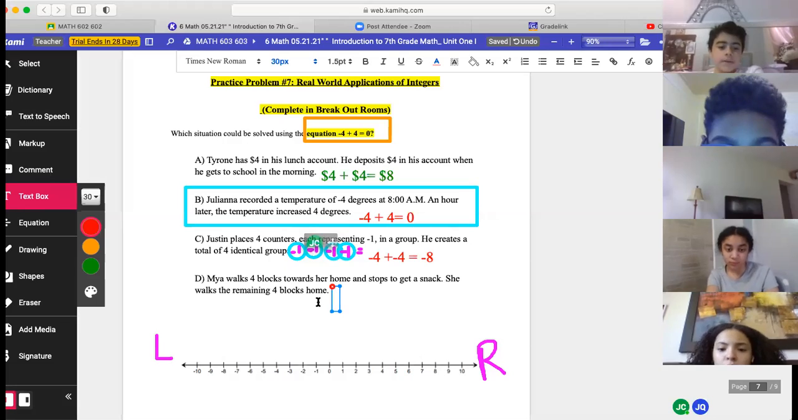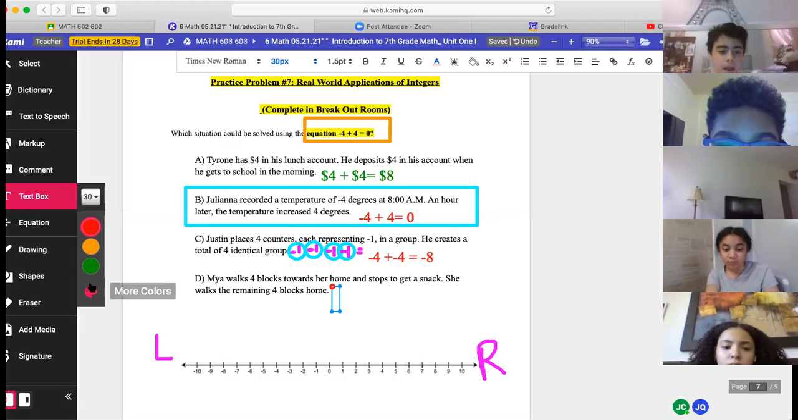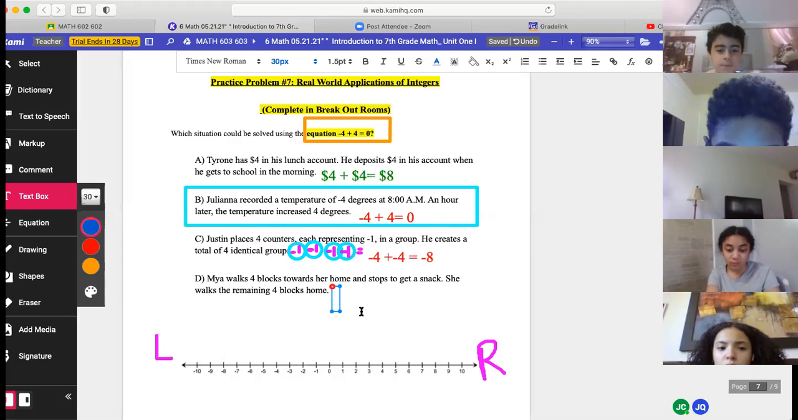So okay, D. Mia walks 4 blocks towards her home and stops to get a snack. She walks the remaining 4 blocks home. Okay, so I don't think we can use that one either, because it doesn't have a -4, and we're looking for a -4 and a +4 that give us 0. So I wouldn't pick this one.